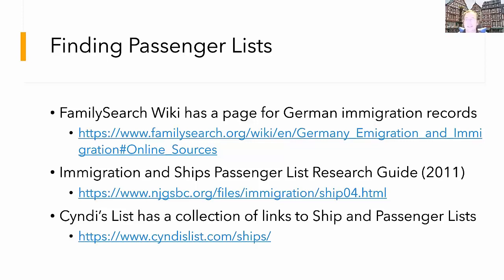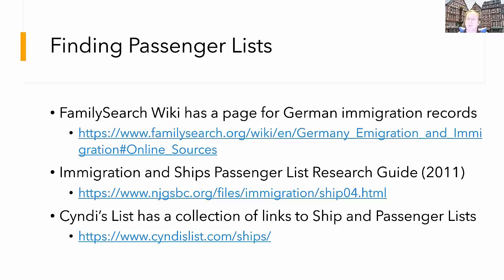And Cindy's List. Some of us who have been researching for a long time probably used Cindy's List when we first started, but have forgotten about it over time. Well, Cindy's List is still very active in tracking information and compiling it. So on Cindy's List, there's a collection of links to ship and passenger lists that could be very helpful in finding the information you're looking for.